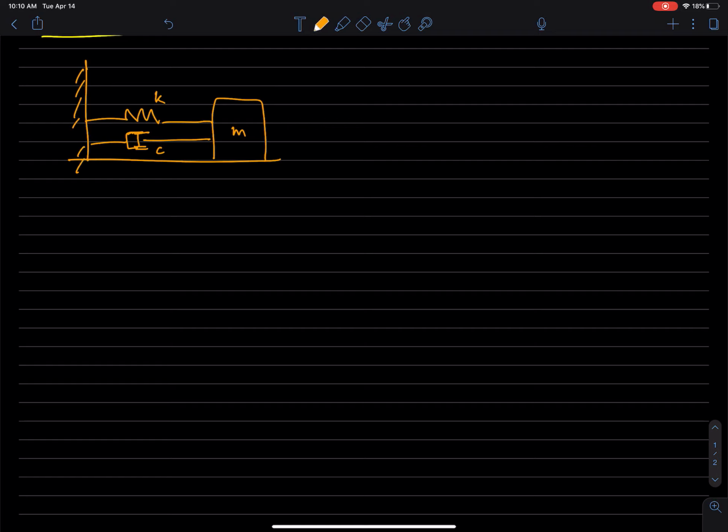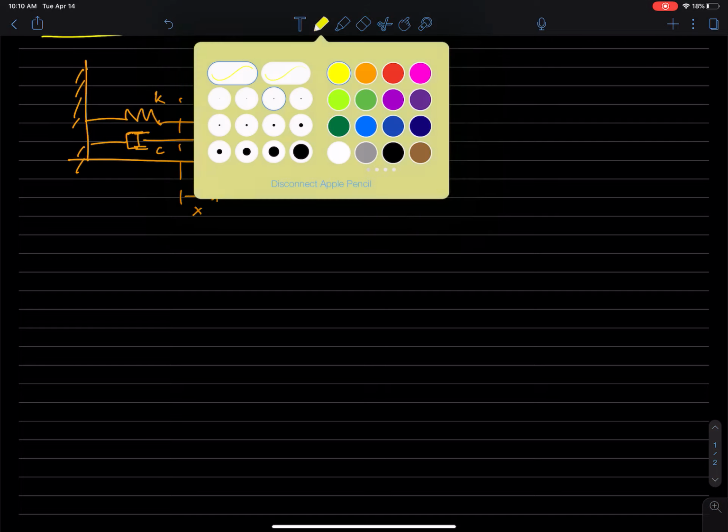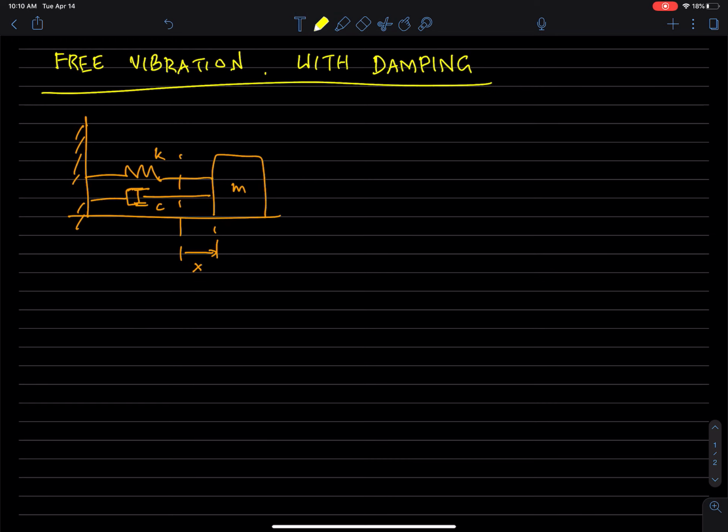And the position of the mass is measured from the rest position of the spring. Okay, and given the system, the equation of motion is m x double dot plus k x plus c x dot equal to 0. More conventionally written as m x double dot plus c x dot plus k x equal to 0.